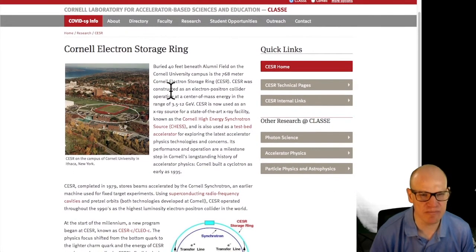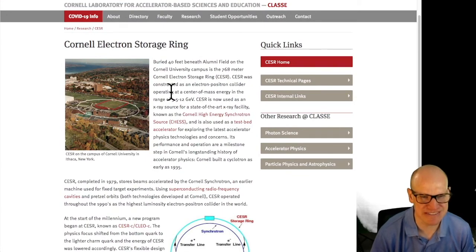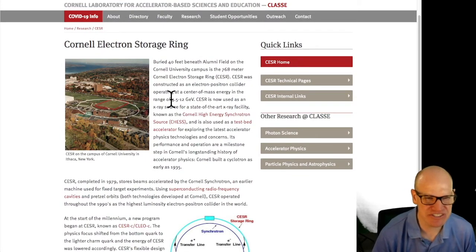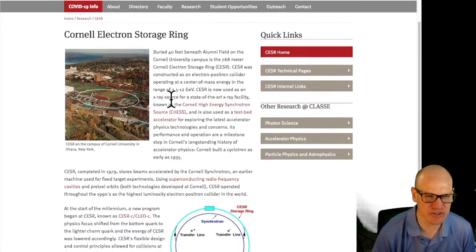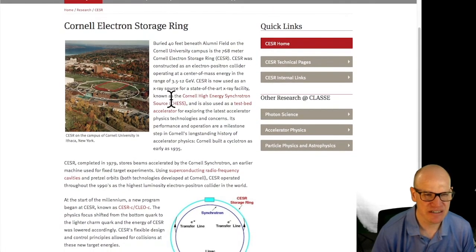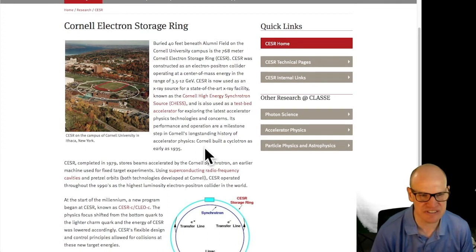40 feet beneath the Alumni Field on the Cornell University campus is the 768 meter Cornell Electron Storage Ring, constructed as an electron-positron collider operating at the center of mass of 3.5 to 12 GeV. CESR is now used as an X-ray source. Okay, so they use it as an X-ray source.